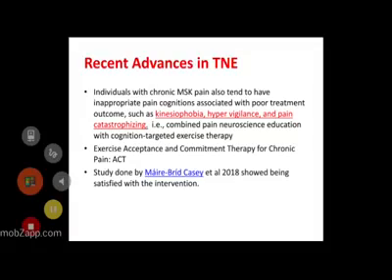So when you are combining pain education with cognition targeted exercise therapy, it can have a very good effect on patients who are having chronic pain. There is one more advanced therapy called ACT, acceptance and commitment therapy for chronic pain. I don't have time to explain that. In that, the patient will accept what kind of pain he is suffering, and then he can have this kind of treatment done. There is a study done by Mary Bird Casey in 2018. They showed that patients are satisfied with the intervention when they were given combined pain education with cognition targeted exercise therapy.